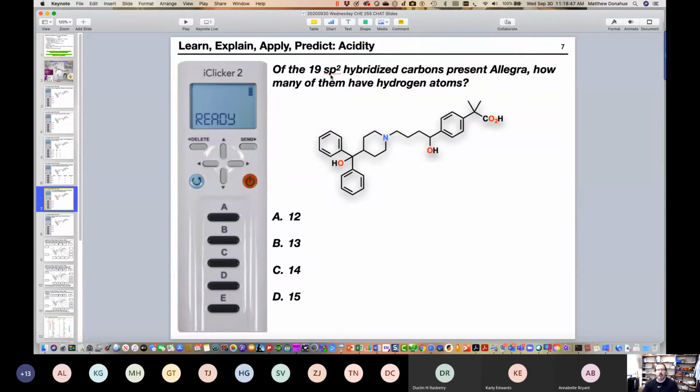So of the 19 sp2 hybridized carbons present in Allegra, how many of them have hydrogen atoms? So yeah, Taka said some of them don't sum to 13. So yeah, those would be the ones that you could eliminate as the distractor answers. So in this one, there's 19 sp2 hybridized carbon atoms. How many of those have hydrogen atoms? So how many total?